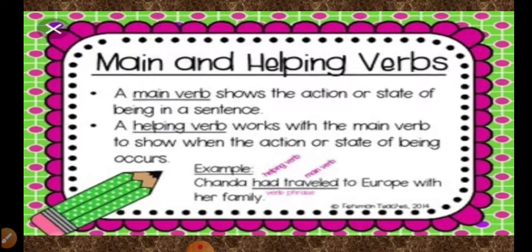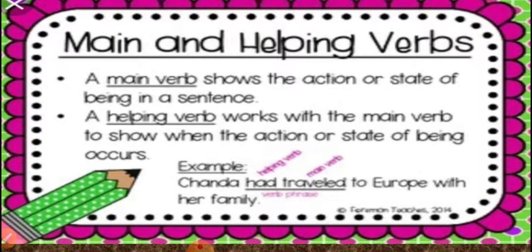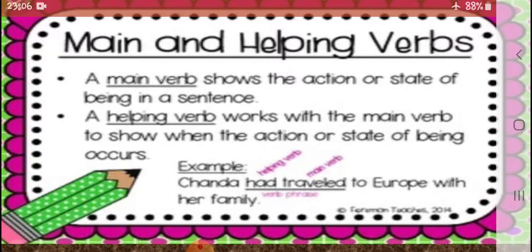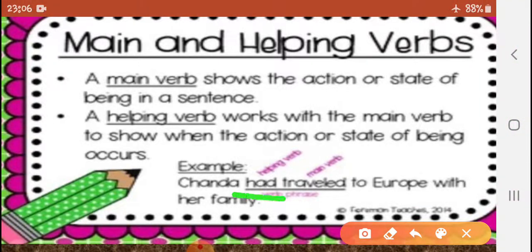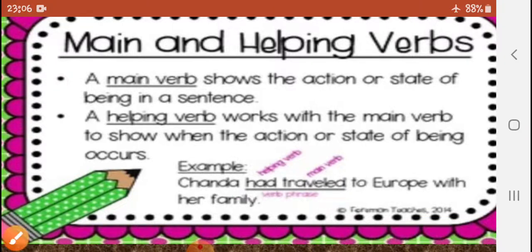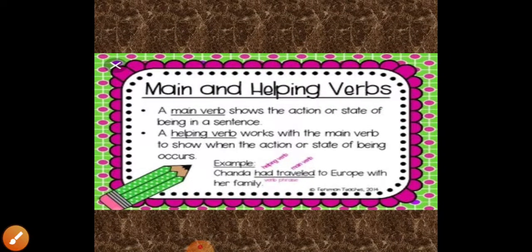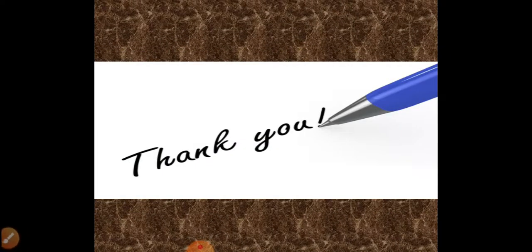Clear? Now see here: Chanda had travelled to Europe with her family. Here, had is the helping verb and travelled is the main verb. This is what happens in tenses. Hope it is now very clear to you. If you still have any doubt, you can send it to me.